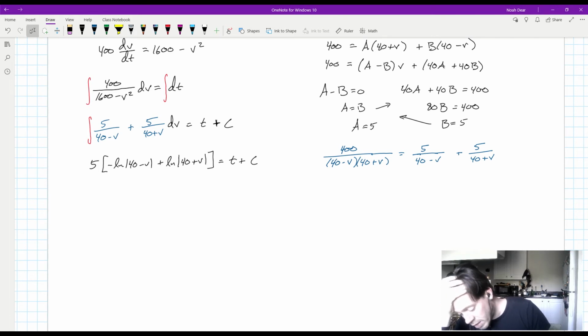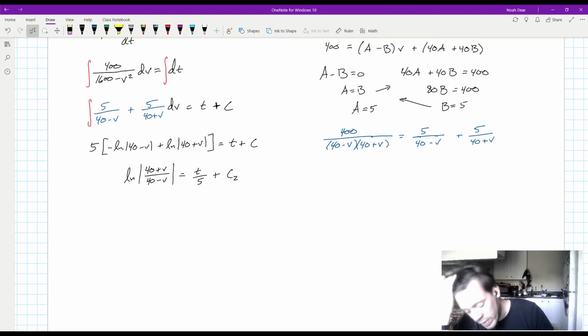And then I'm going to divide the 5 to the right side and then combine the natural logs as a single natural log. This will be the natural log of 40 plus v divided by 40 minus v inside absolute values. This equals t divided by 5 plus some other constant. We'll now exponentiate both sides and get rid of the absolute value.